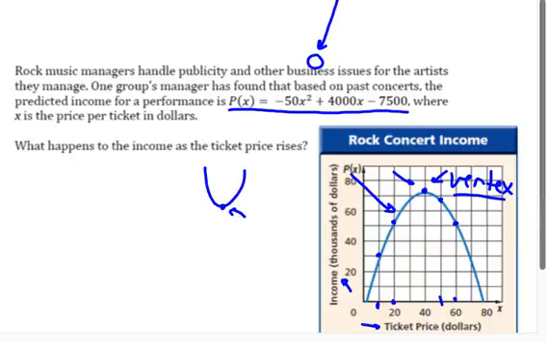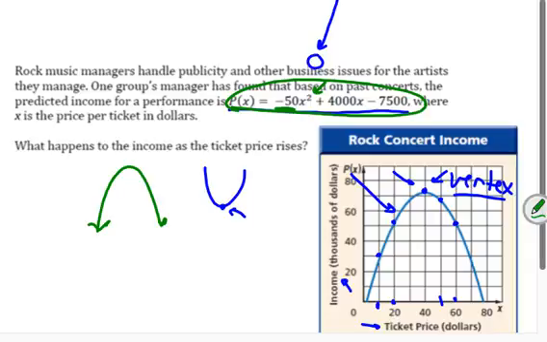Okay, so graphing quadratic functions. This is a quadratic function. The key is there's an x squared term. Also, look at the number in front of x squared. That's negative 50. That means my parabola opens down. If it had been positive 50 here, then our parabola would have opened up, something like this.